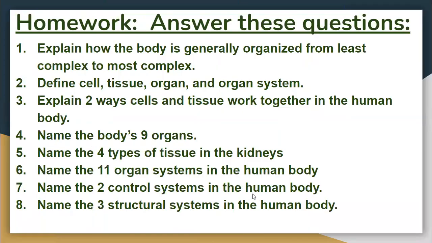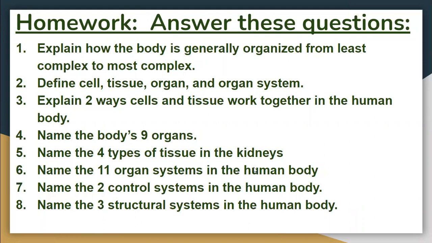Okay, your homework. You're going to explain how the body is generally organized from least complex to most complex. Now remember, all of the answers are in order on the slides. So remember how they were organized from least to most complex: cell, tissue, organ, organ system, right? Then you're going to define cell, tissue, organ, and organ system. You're going to explain 2 ways cells and tissue work together in the human body. You're going to name the body's 9 organs. There's 9 of them. That was on that picture.